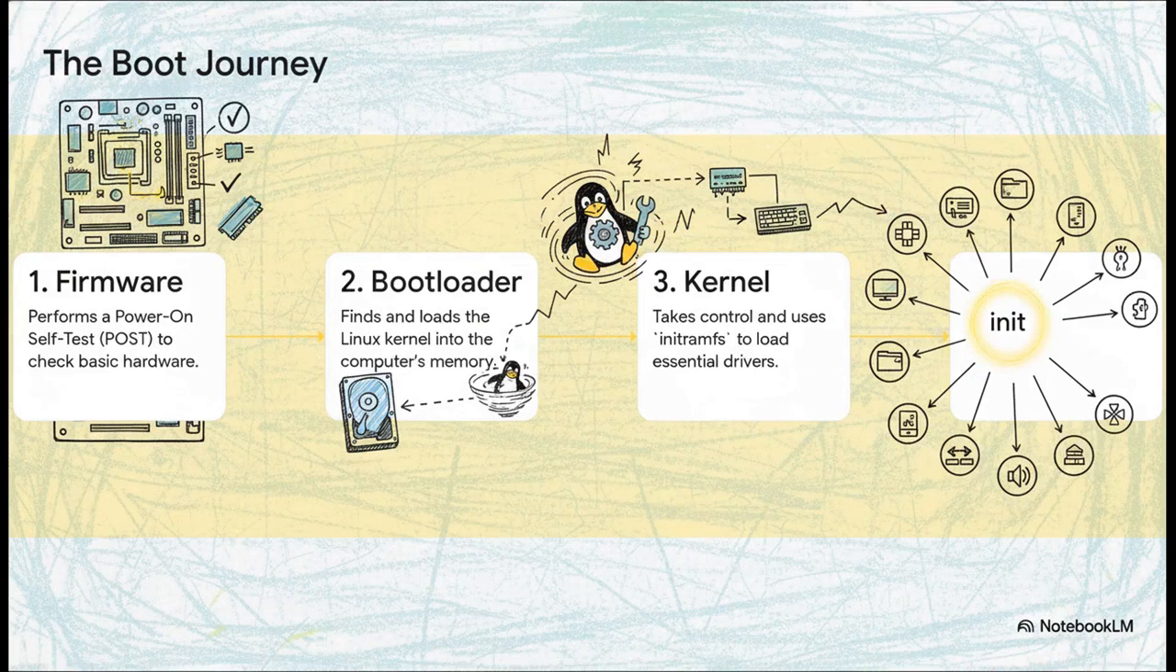You can think of the boot journey as a 4-stage relay race. First up is the firmware. That's your BIOS or UEFI, which does a quick hardware check called a POST. Once that's good, it passes the baton to the bootloader, usually GRUB.